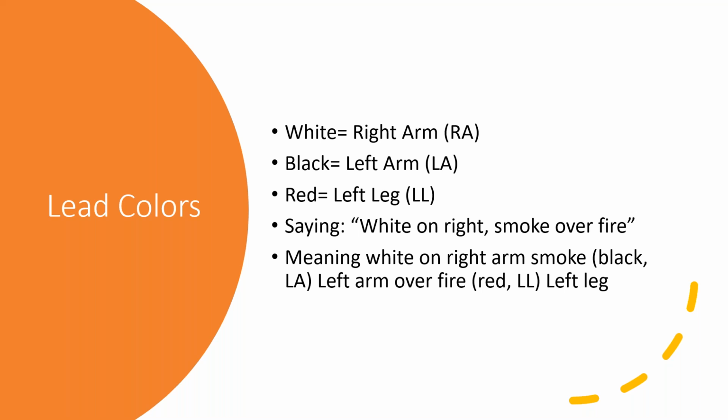Meaning that the white is on the right arm, the smoke, which is black, is on the left arm, and the fire, which is red, is on the left leg. So the smoke is over the fire. So an easy way to remember the colors of ECG leads. White on right, smoke over fire.